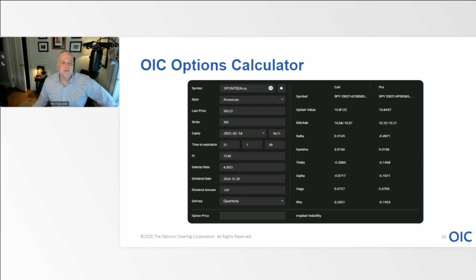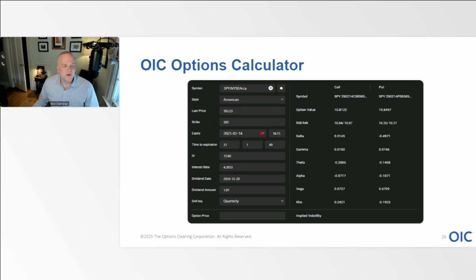The last price, this is referring to the actual underlying price, the strike of the option, the expiry, which on this pull down menu here, you're actually able to change. It's going to list all of the expiries that exist there. And once you choose that expiry, it's going to pre-populate this time to expiration. This time to expiration function is days, hours, and minutes remaining before expiry.